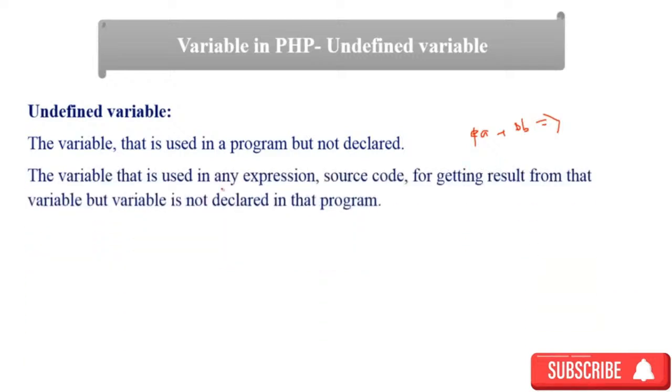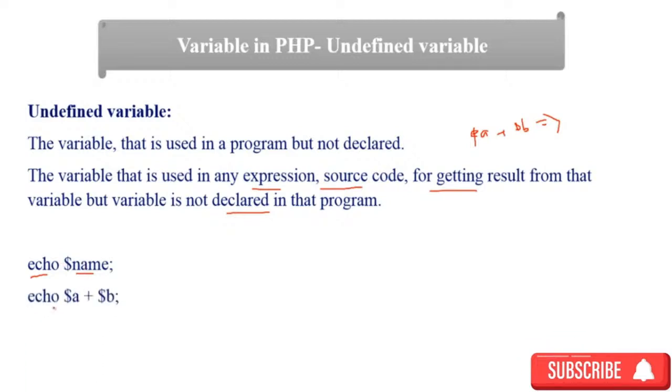So a variable that is used in any expression in source code for getting a result, but the variable is not declared in that program, we say that it is an undefined variable. For example, I want to print the name value, but you can see that there is no value of name. Echo is the method that is used to output any variable data value. In this case I want to show the value of name, but there is no value of name because I did not declare or initialize this name variable.